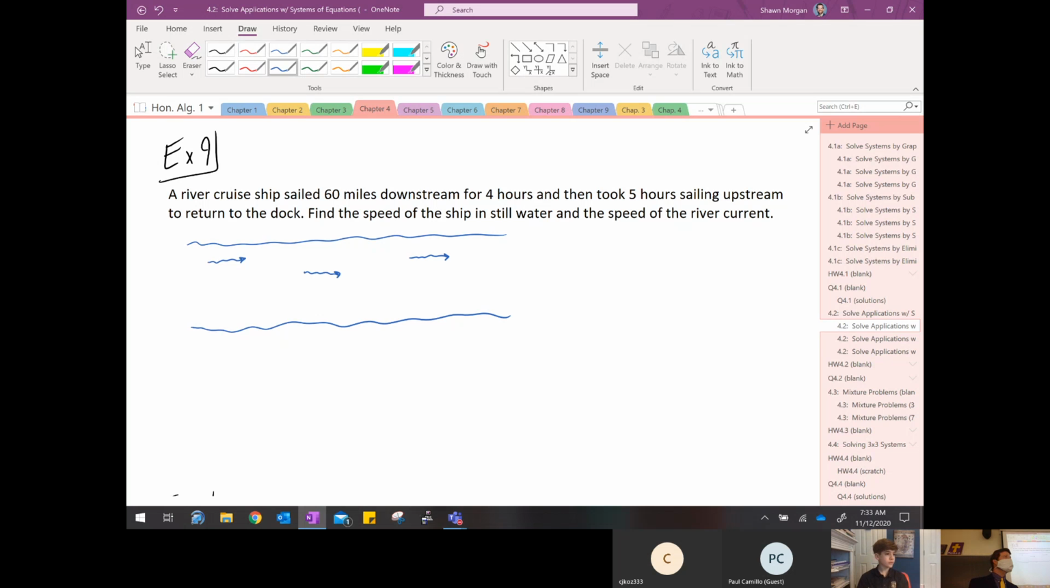All right. So the idea is that if I'm going with the current, I'm going to add my speed plus the current. If I'm going against the current, if I'm going upstream, I'm going to subtract. Everybody understand that? Okay, the same thing is true. Our next problem will be about an airplane. The same thing is true about a headwind and a tailwind.